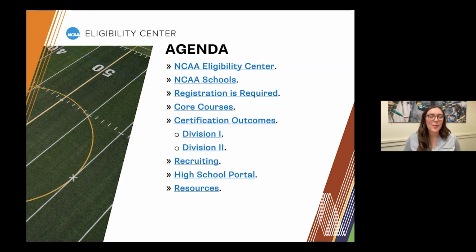So to start, I'll be discussing what is the NCAA Eligibility Center. Then I'm going to toss things over to Ivory to discuss NCAA schools and core courses. Jansen's going to come on and discuss certification outcomes, recruiting, and of course, the all-important high school portal. Pay really close attention when Jansen goes over that high school portal section. I'll hop back on, we'll talk about resources, and of course, we'll take your questions live.